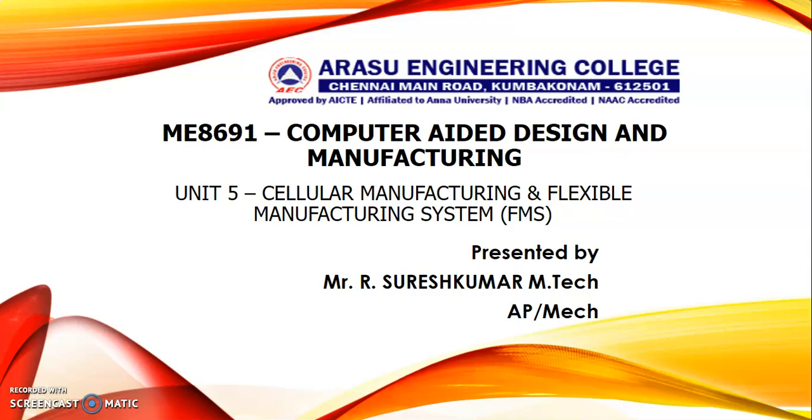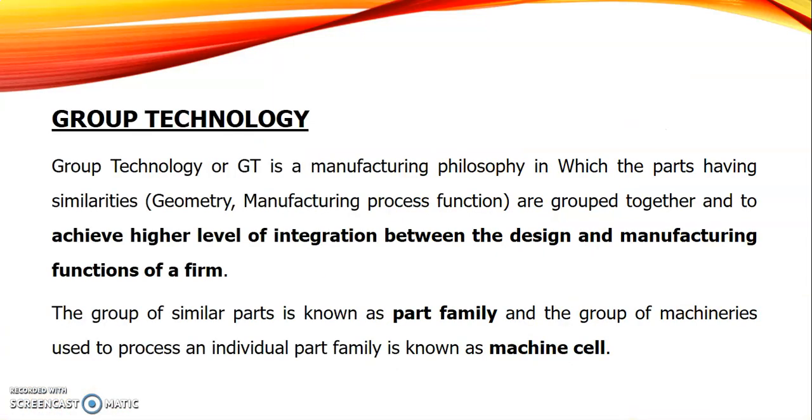Welcome students. This video is made for third year mechanical engineering for the subject ME 8691 Computer Aided Design and Manufacturing. In this subject we are going to see Unit 5: Cellular Manufacturing and Flexible Manufacturing System.